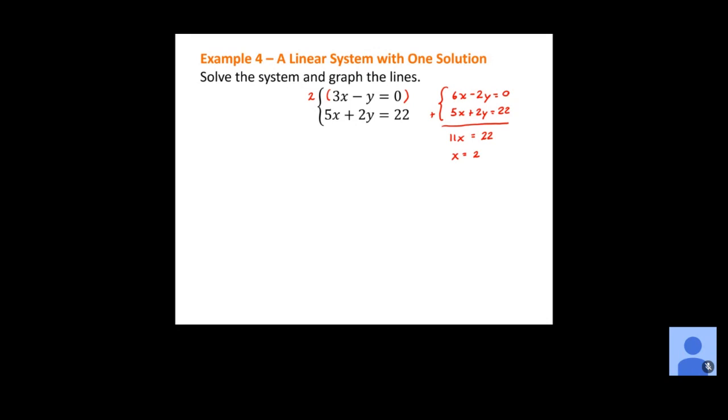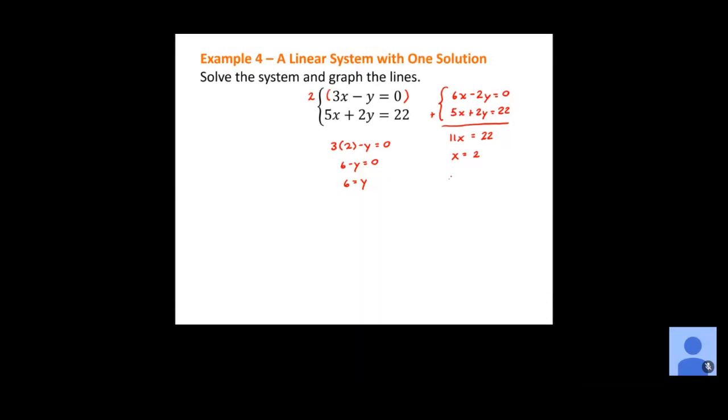Remember, at that point, we need to back substitute, so we can go back to either one of our equations and plug in that value. I'm going to go back to the original top equation here and say 3 times 2 minus y equals 0. Well, 3 times 2 is 6, minus y equals 0. And now I can really just add the y to both sides to get 6 equals y. You could have also subtracted the 6 and then divided by the negative 1. It would still give us y equals 6 either way.